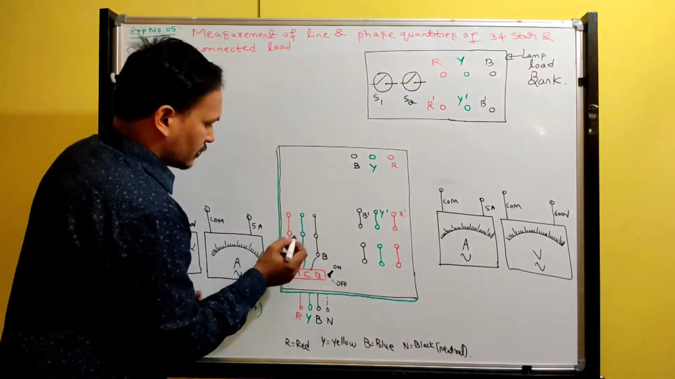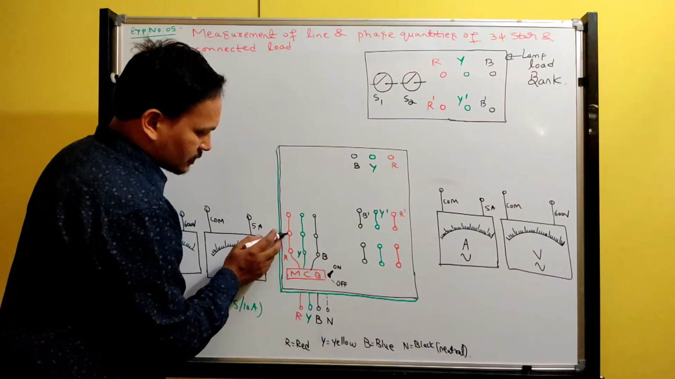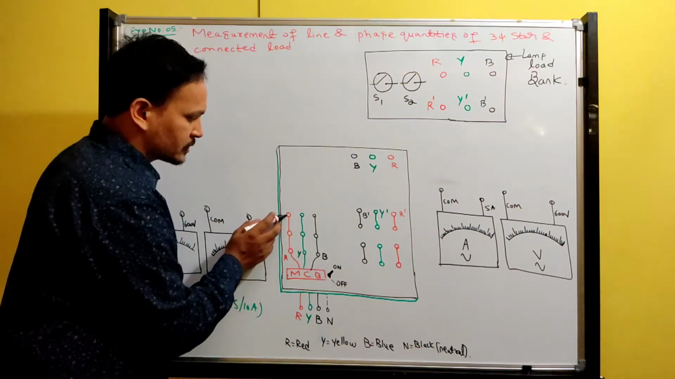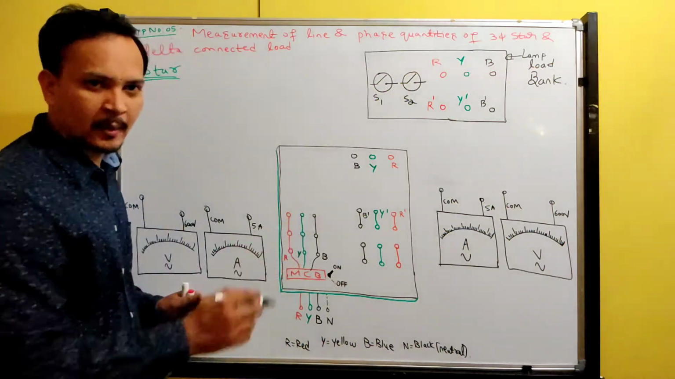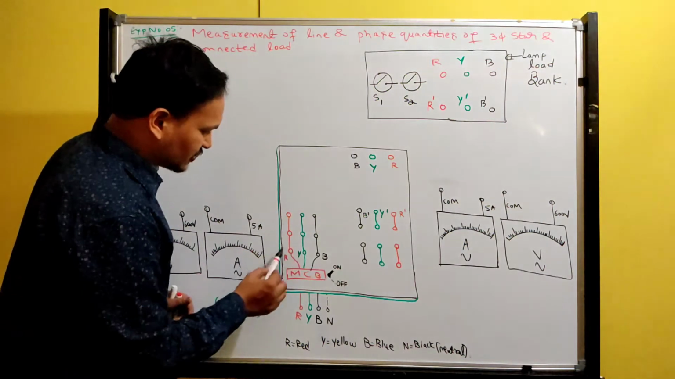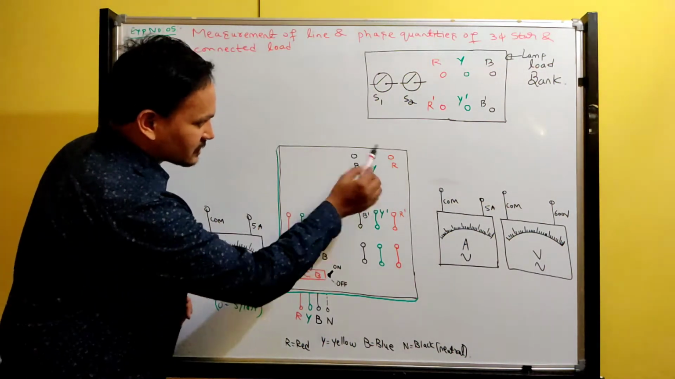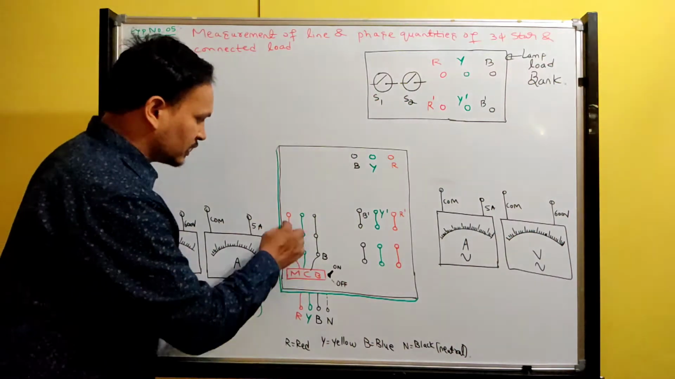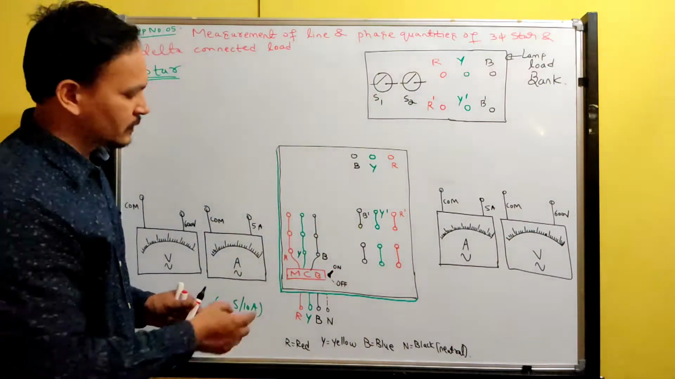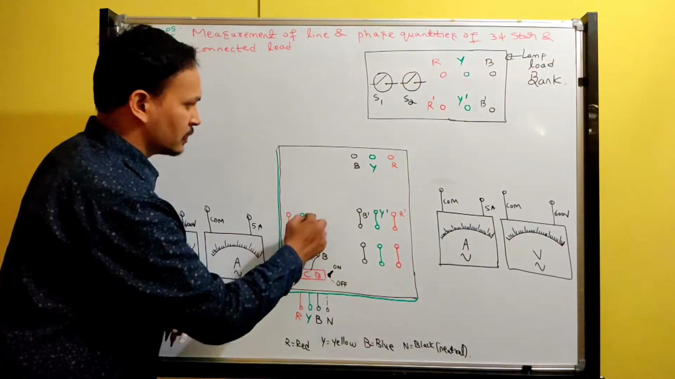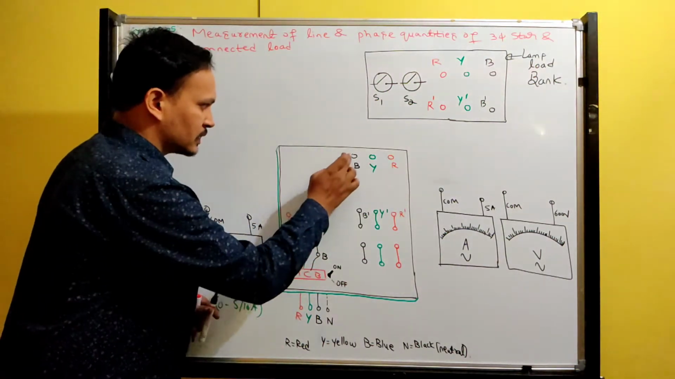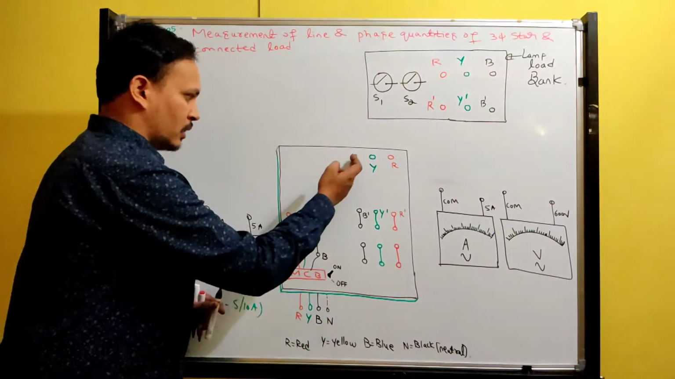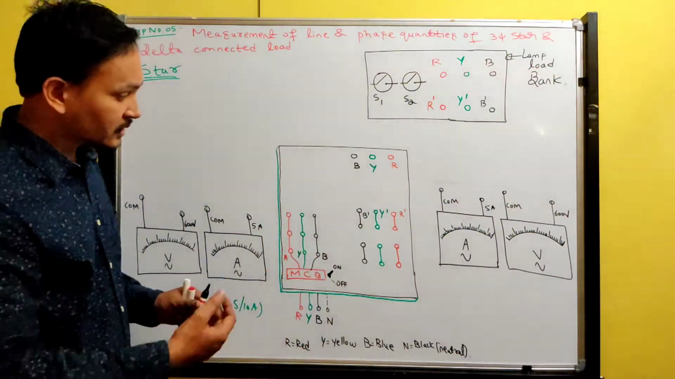If this is R, it is shorted. This also becomes R, this also becomes R. Y, Y, Y, B, B, B. All are the same. Now, if I join this terminal and this terminal, what happens? Then all these four will become the same. If I join this and this, what happens? This and all together will be the same. And if I join this and this, all these four will become the same.